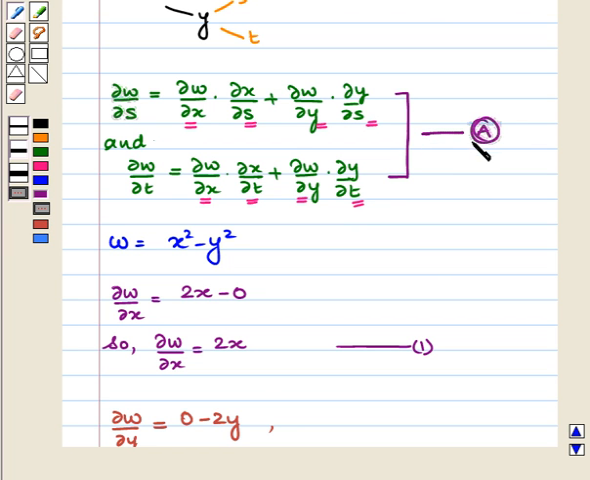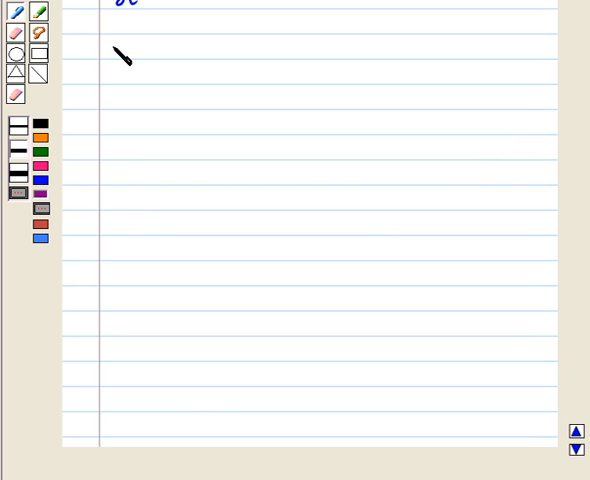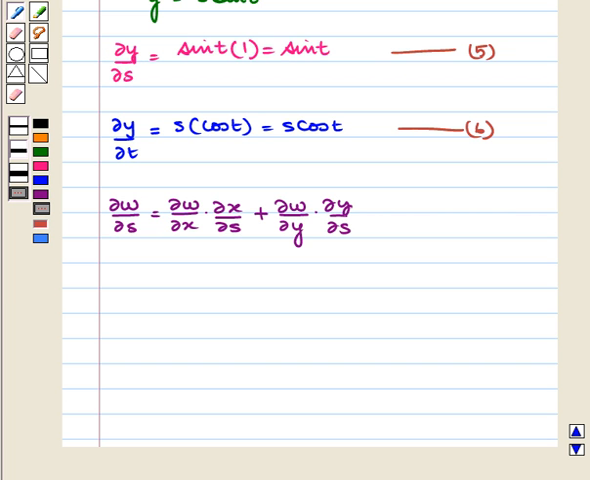Putting all these values in equations A, we have del w by del s is equal to del w by del x into del x by del s plus del w by del y into del y by del s. Using equations 1, 2, 3 and 5, we get del w by del s equal to 2x into cos t plus minus 2y into sin t.